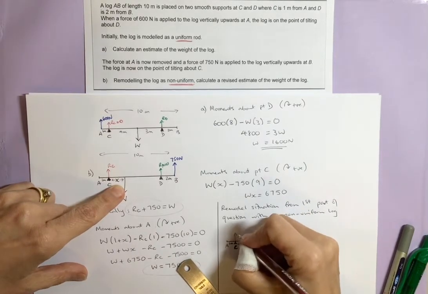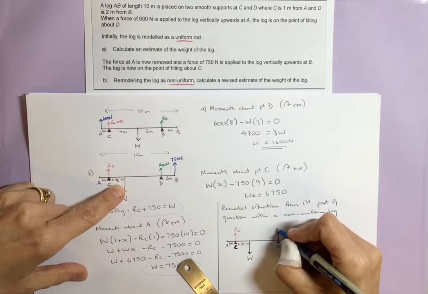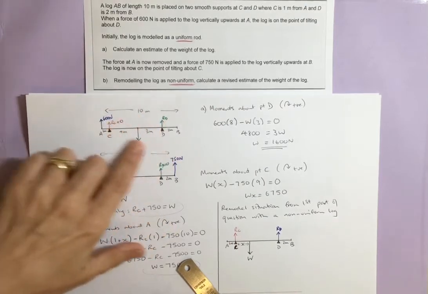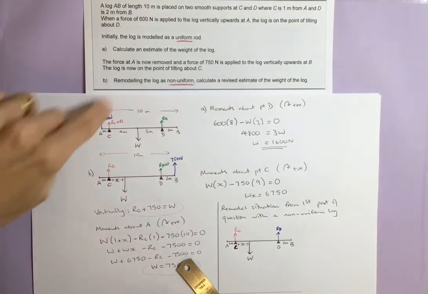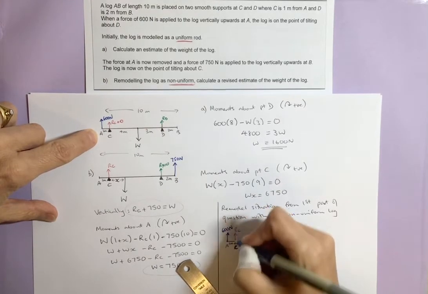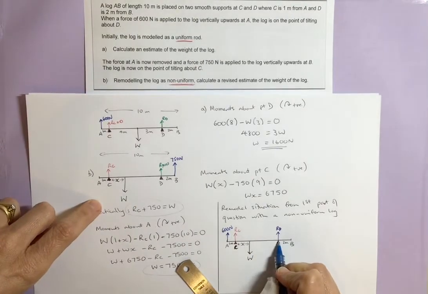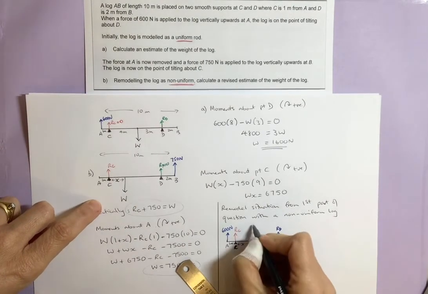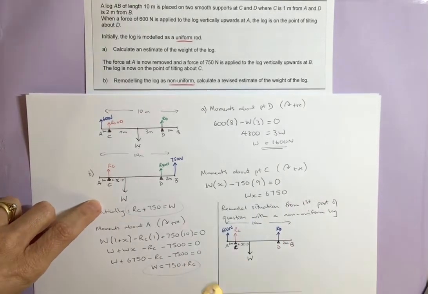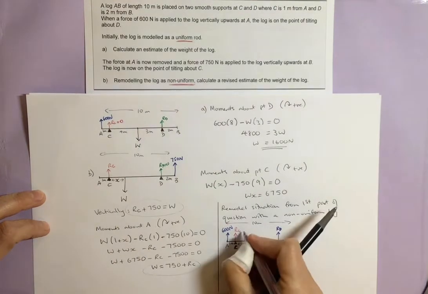I've got my reaction at C acting upwards. I've got my reaction at D. And in the first part of the question, we've got this 600 acting upwards at A, 600 newtons there. And what happened there, it was at the point of tilting about D, okay? And this whole thing is my 10 metres. So now it's a point of tilting about D, so the reaction at C is 0.